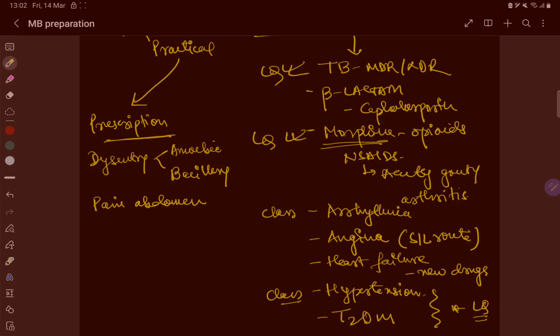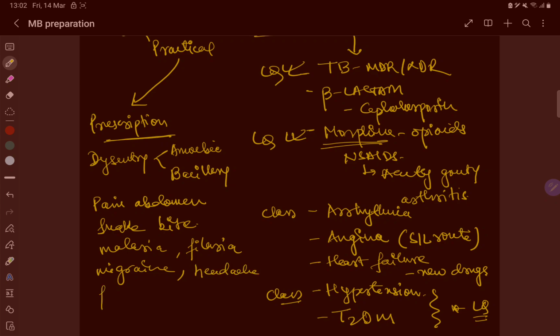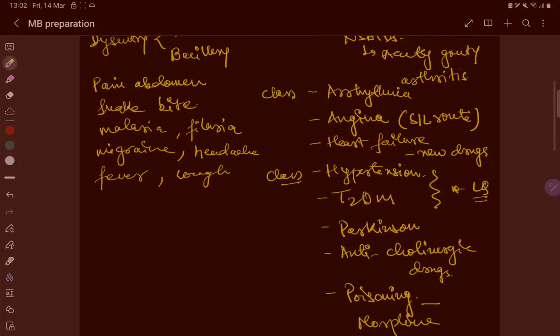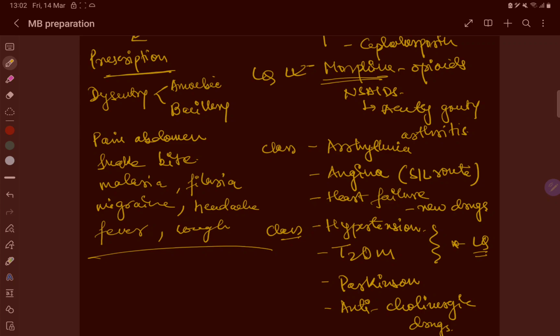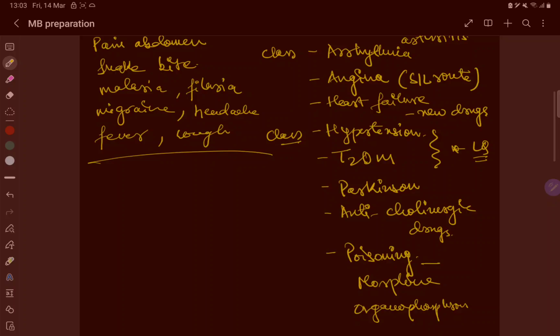You can be given snake bite. You can be given malaria, you can be given migraine, malaria, filaria, migraine. Typically, you can be asked what is the prescription for headache, what is the prescription for fever, what is the prescription for cough. This kind of normal simple prescriptions can be asked. We cannot say that these things are out of syllabus. But for prescription, you should be ready with many other things.